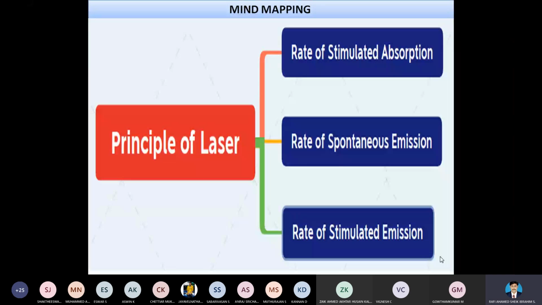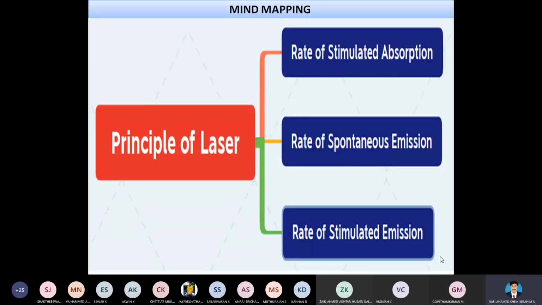So in the first part, in laser, we are going to study the principle, the characteristics and properties, the various types of the lasers, and finally the applications of the lasers. For today's class, we are going to consider the principle of laser.